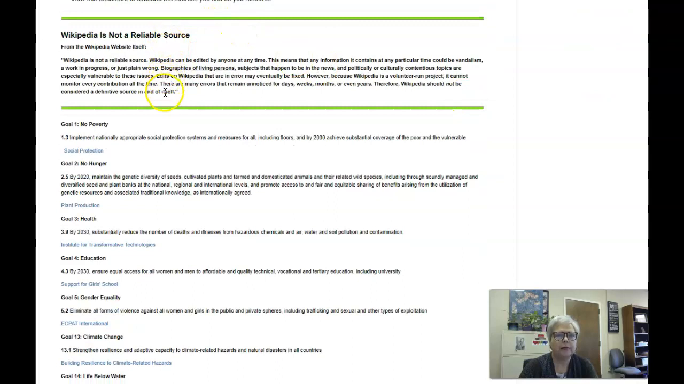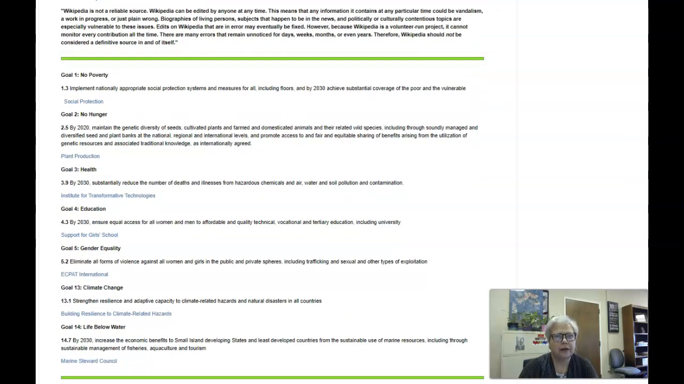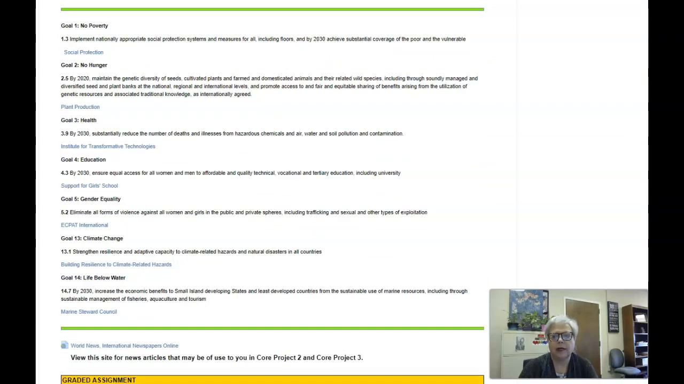Wikipedia is not a reliable source. I'm not going to read that to you, but this is language from the Wikipedia website itself. It's telling you why it's not a reliable source, and you cannot use Wikipedia for a college academic paper. These are just some things.